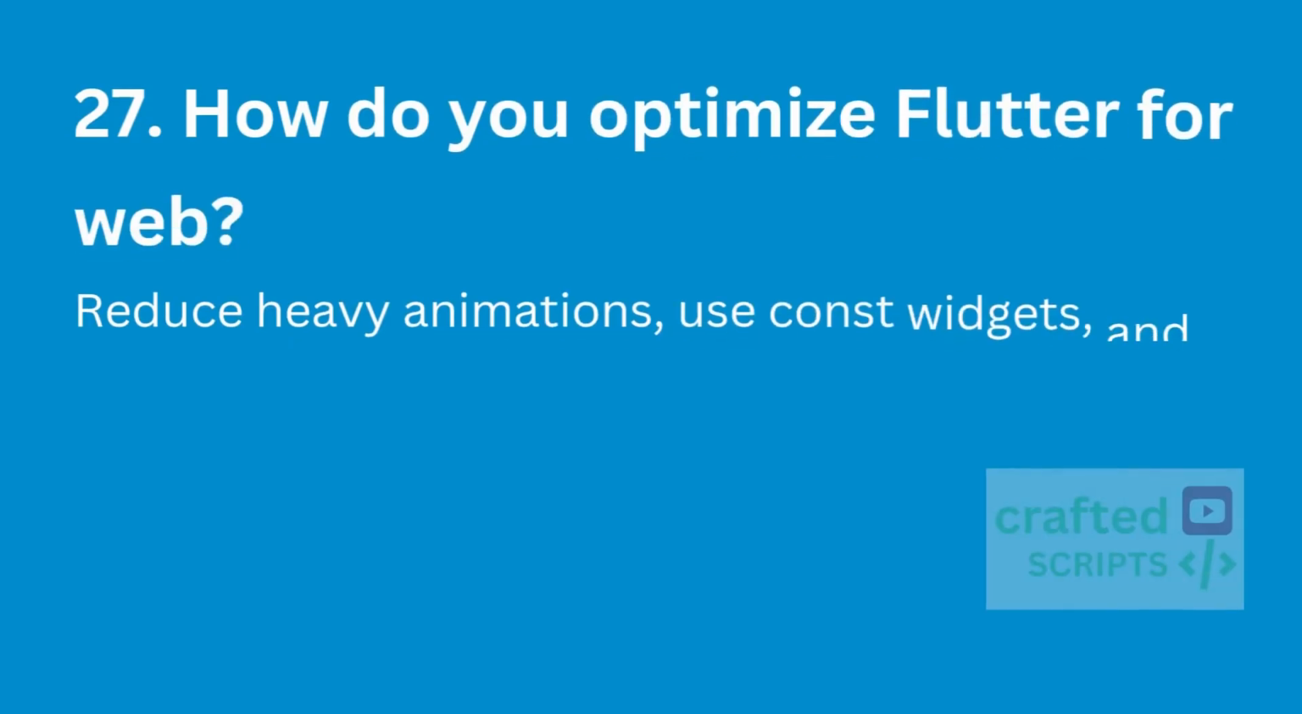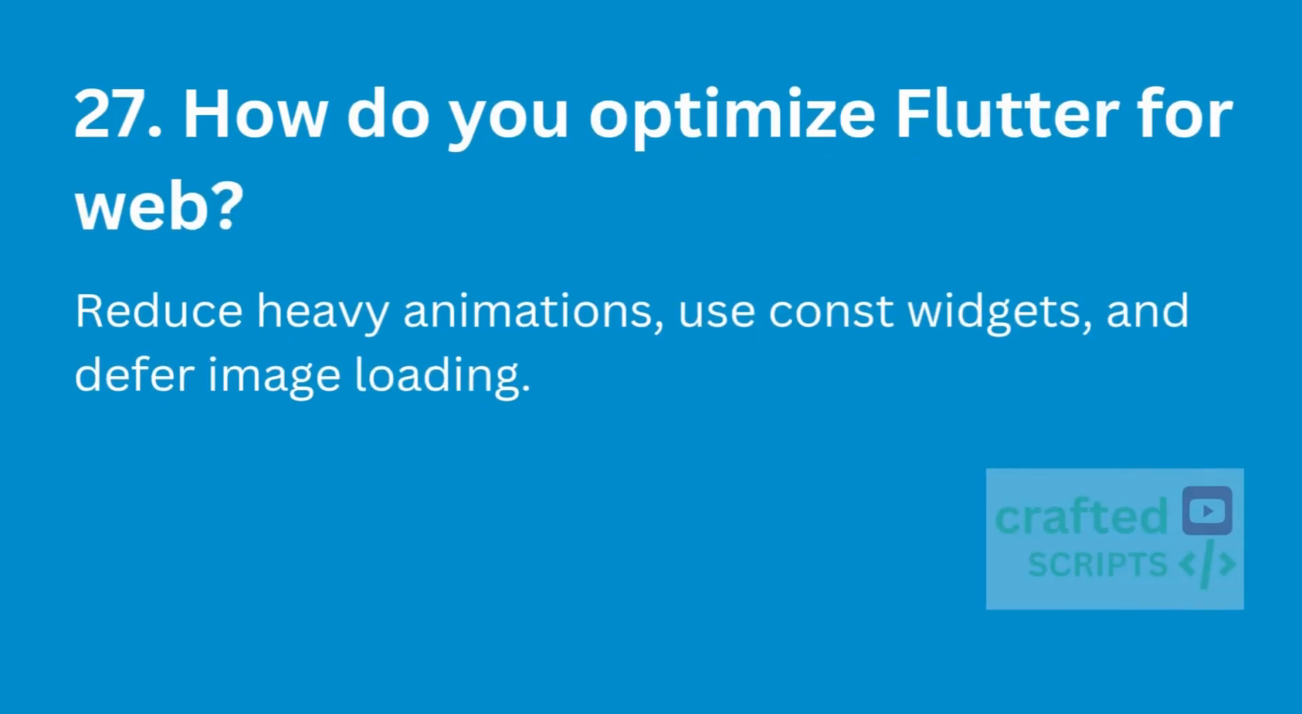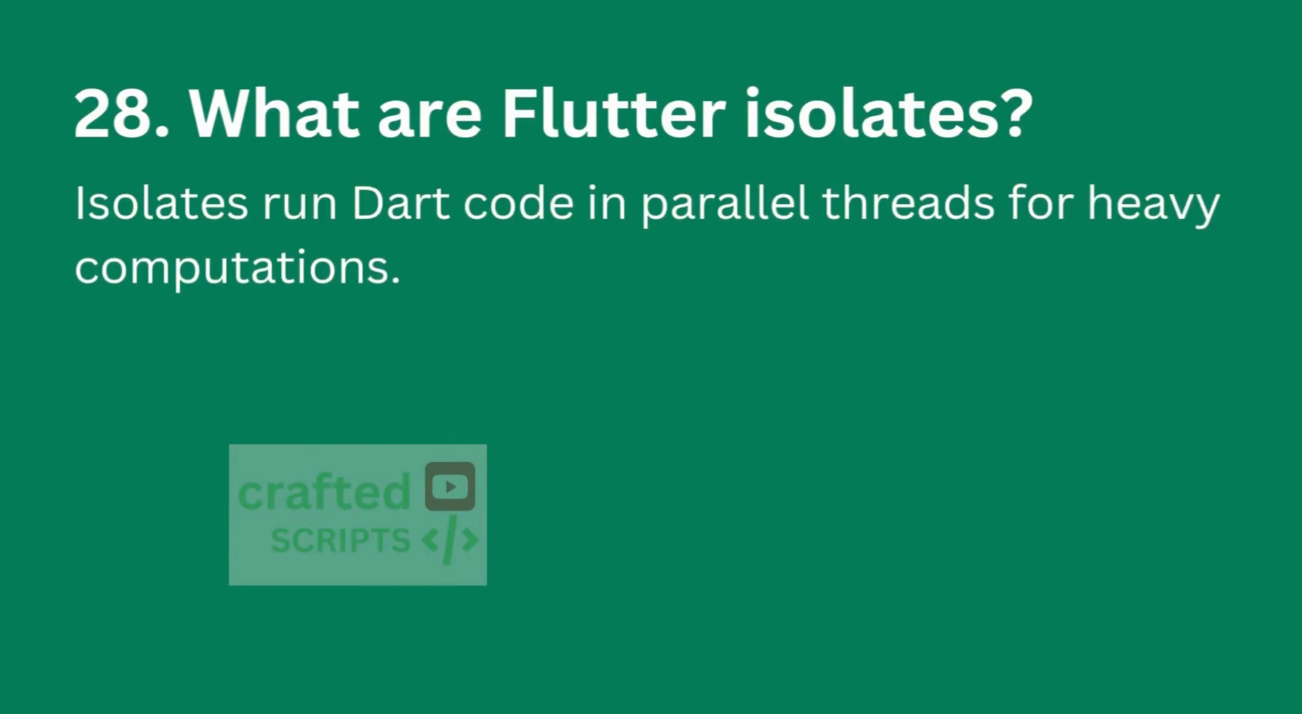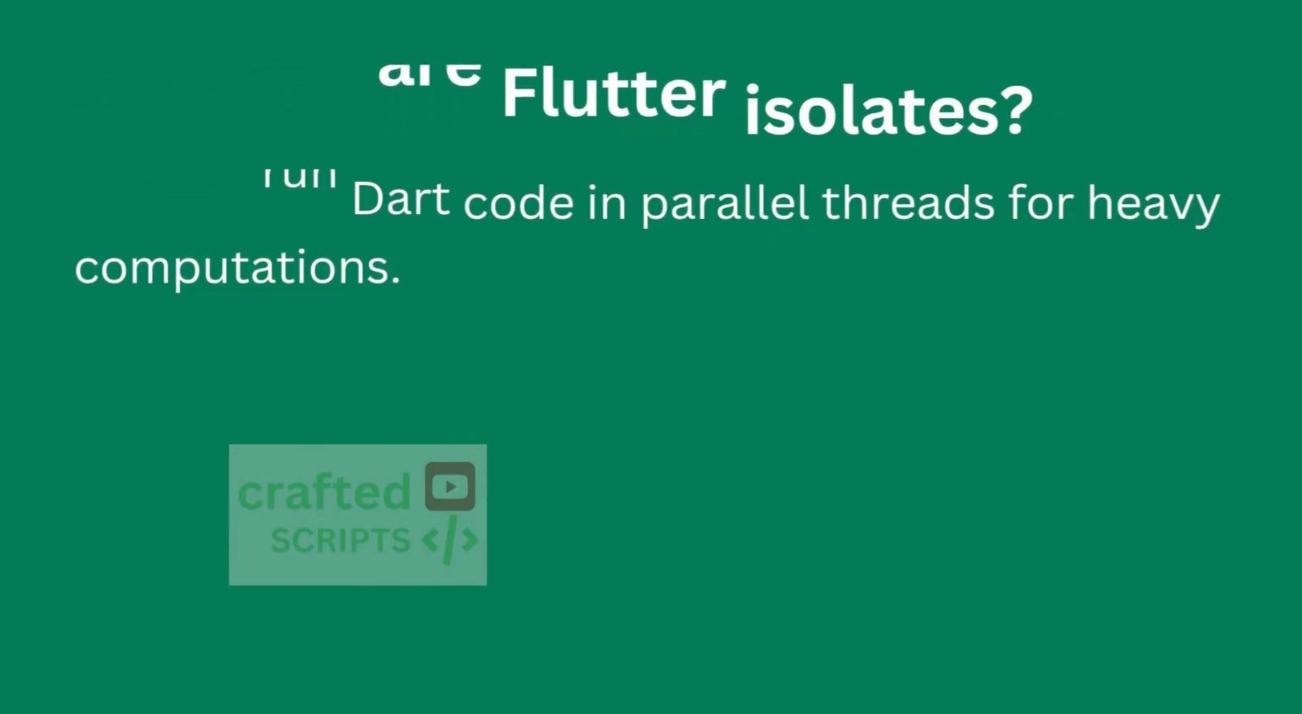Question number 27. How do you optimize Flutter for web? Reduce heavy animations, use const widgets, and defer image loading. Question number 28. What are Flutter isolates? Isolates run Dart code in parallel threads for heavy computations.